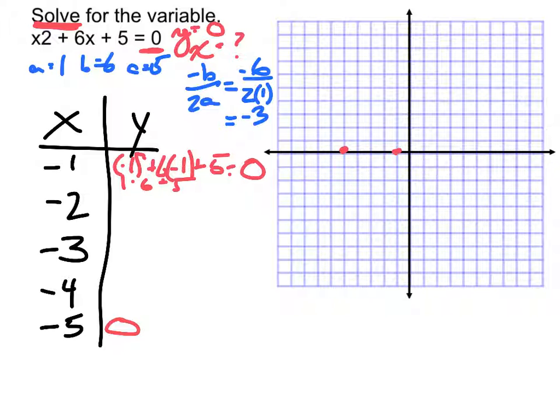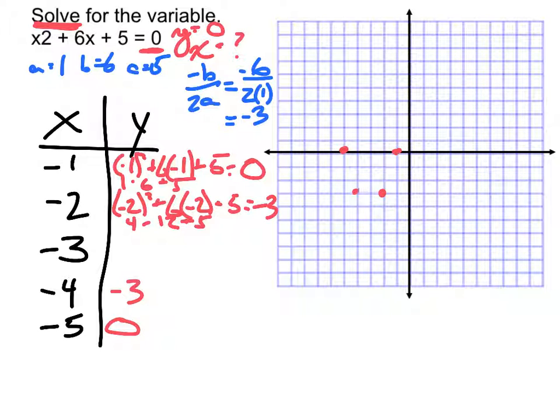Let's do negative 2. If we put negative 2 in, we get negative 2 squared plus 6 times negative 2 plus 5, which is 4, plus 6 times negative 2 is minus 12, plus 5. So 4 minus 12 is negative 8, plus 5 puts me at negative 3, which would also be the case for negative 4. So we have (-2, -3) and (-4, -3).